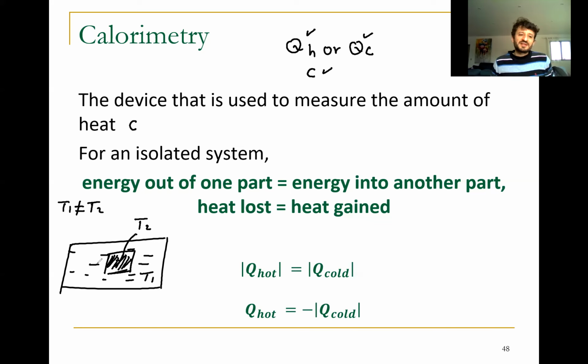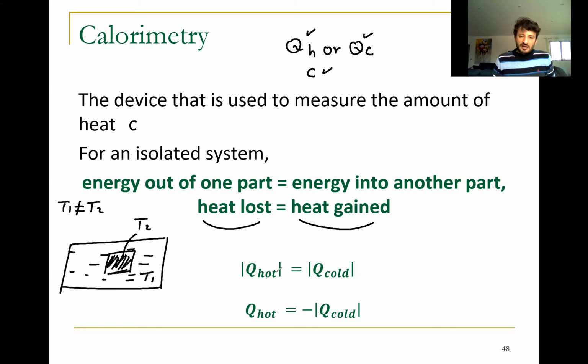We have a heat lost and a heat gained by one object. In general, we can say the heat Q lost equals Q hot as magnitude. You have to know the energy out of one part of one medium equals the energy into another part. Heat lost equals heat gained. This is the general principle: heat lost by one object equals heat gained by another object. We don't have any external heat coming in or going out.